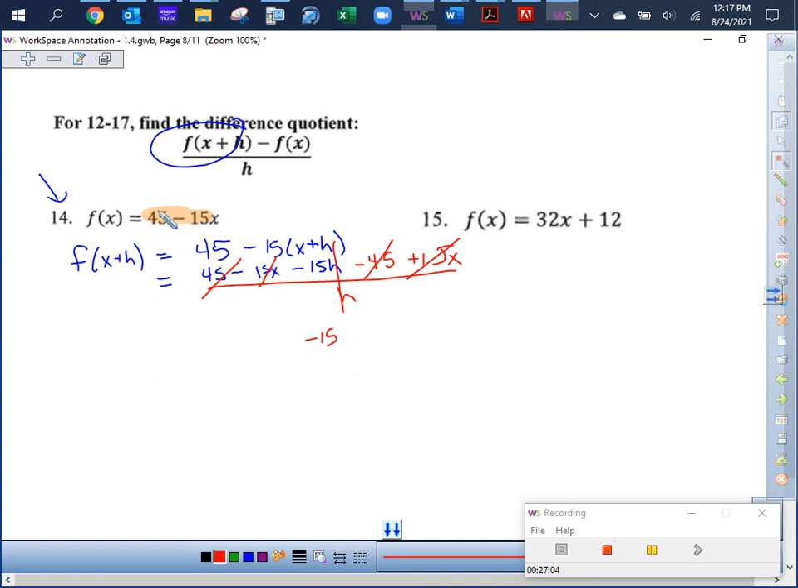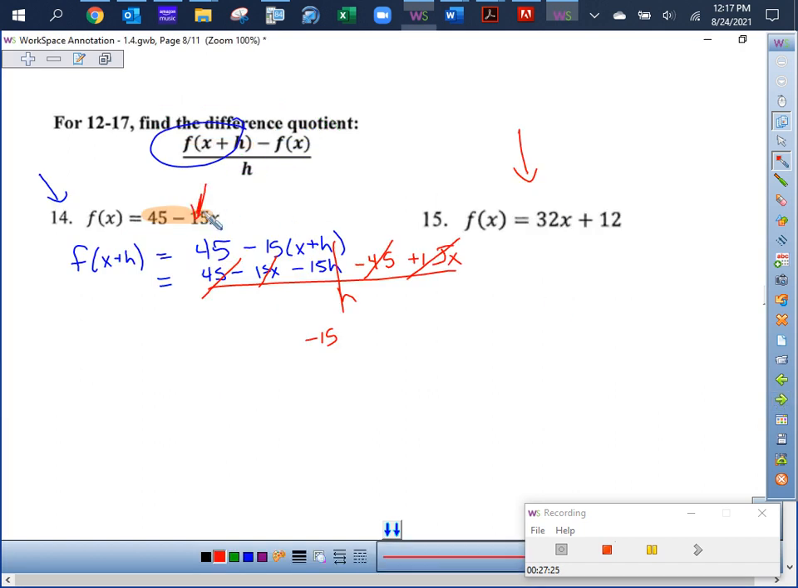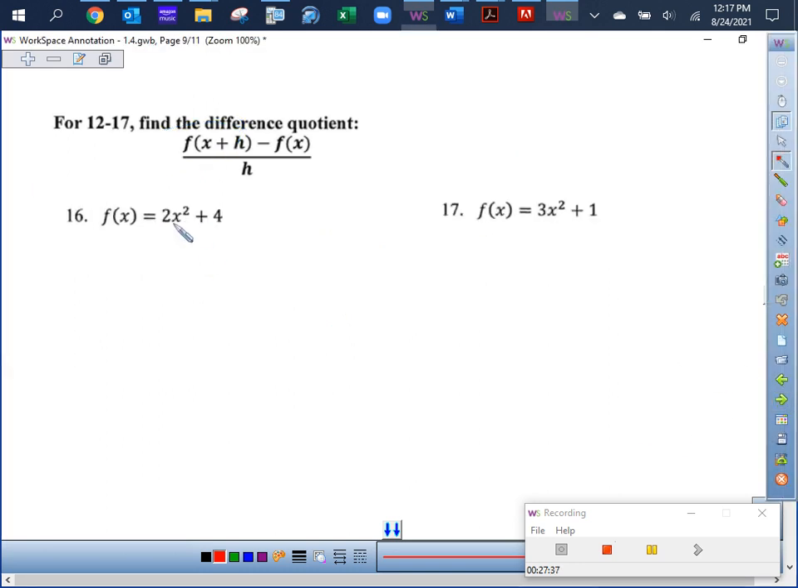Look back at those three. Can you predict what the difference quotient is going to be on the next problem? What do you guys think? This one was 10. This one was 2. This one was negative 15. What do you think this one's going to be? 32. But it only works if that's a line, right? All four of those were lines, and it's the slope of the line, right? But when it's different, when it's a quadratic, this is a parabola, it's not going to be so nice, right?